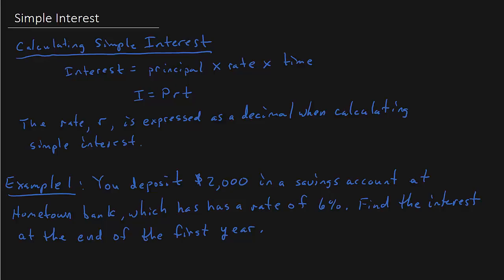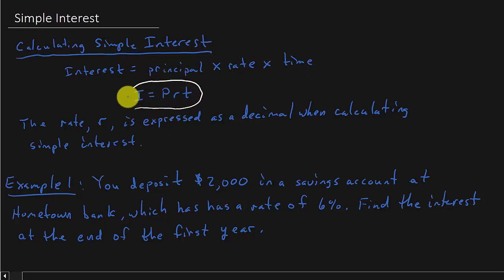All right, in this video we're going to look at simple interest and problems that deal with simple interest. So, calculating simple interest: how do we calculate it? Well, the interest is equal to principal times rate times time. This is how you'll see the formula: I equals PRT, where I is the interest, P is the principal, R is the interest rate, and T is the time.